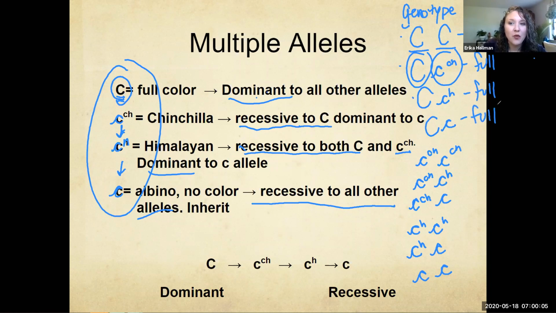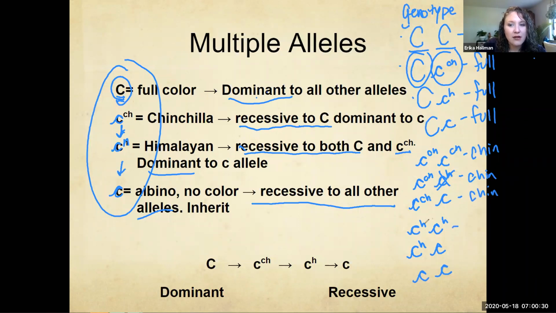Now for this one, we have little c, ch, little c, ch. So this is going to be that chinchilla coloration, that kind of sandy color. Then we have little c, ch, little ch. This is more dominant than this one, so we're going to end up with that chinchilla coloration. Same thing here. It is dominant over albino.